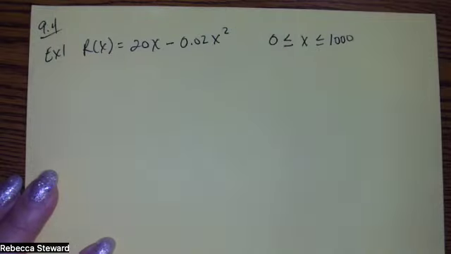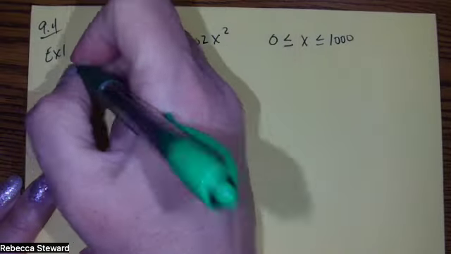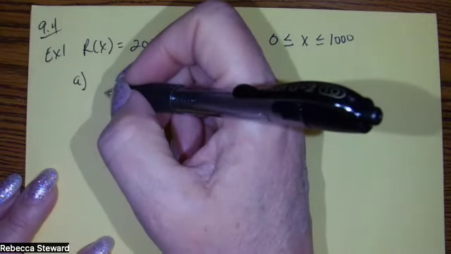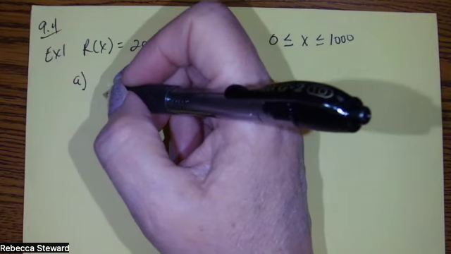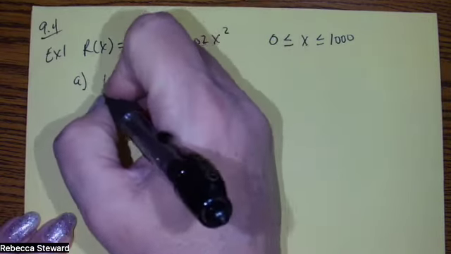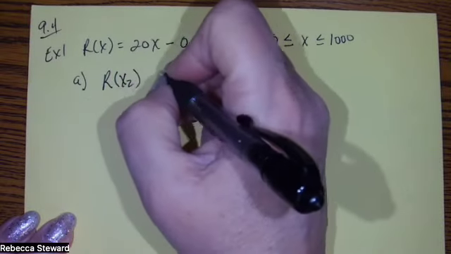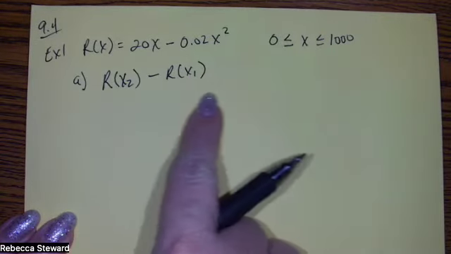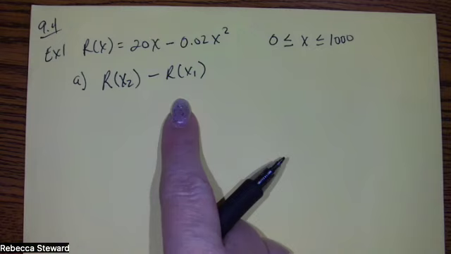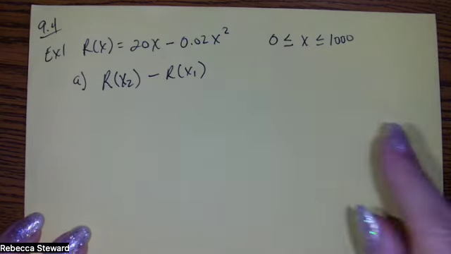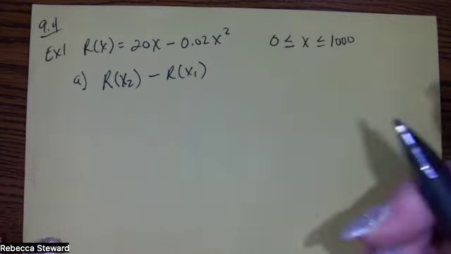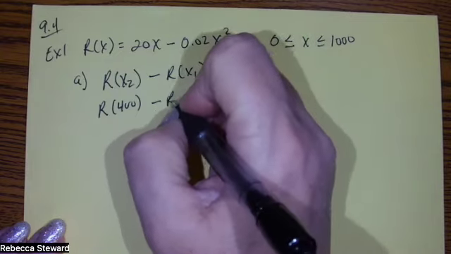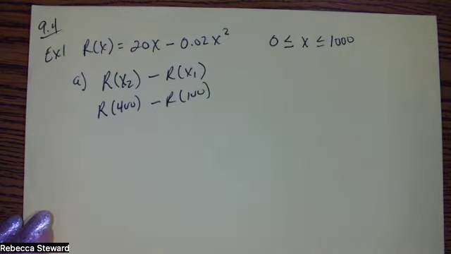All right, so the first thing they're asking us is part A: what is the change in revenue if production is changed from 100 to 400 planters. Well, this would be our revenue function from x sub 1 to x sub 2. So what's the difference? We're just doing the change, not the rate of change. The two values we were given are 400 and 100, so this would be r at 400 minus r of 100.